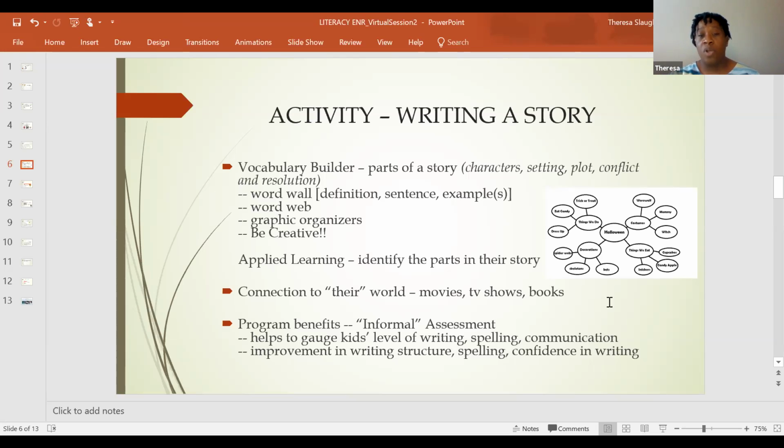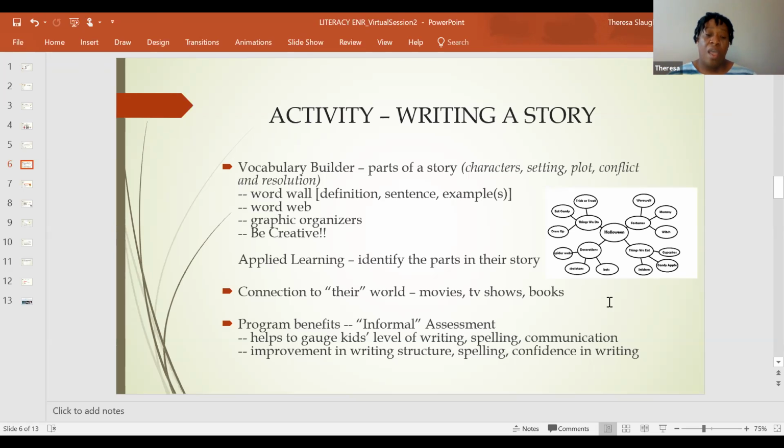And then, of course, once you do this vocabulary builder, again, it's not something that you have to do every single time that you do the activity. You could take one word and focus on that word. You can introduce all 4 words. That's up to you. The last thing I want to say is be creative. Allow the staff to be creative. It doesn't have to be the word wall, the word web, or any graphic organizers. Just be creative on how you want to introduce those words and how you deliver those words.